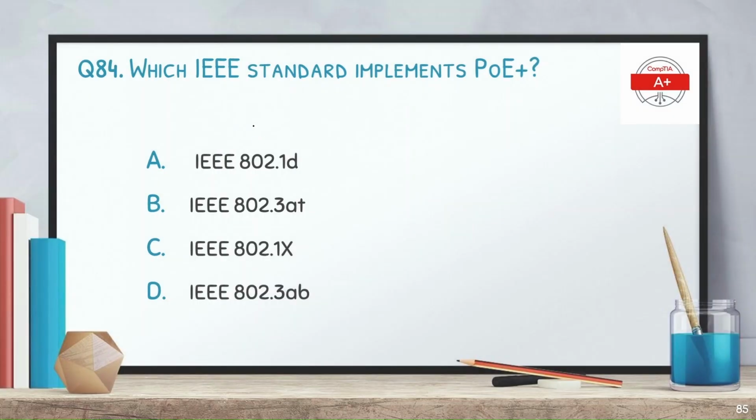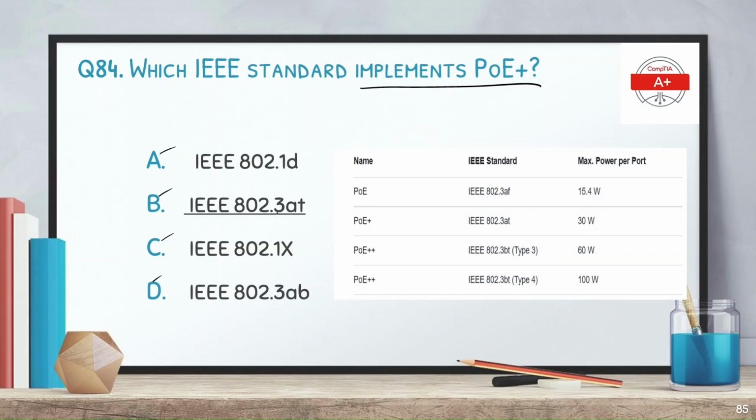Question number 84 is that which IEEE standard implements PoE plus? And the options are A. IEEE 802.1D, B. IEEE 802.3AT, C. IEEE 802.1X, and D. IEEE 802.3AB. And the correct option is IEEE 802.3AT. So these are all the PoE standards, and this is the power capacity that each standard supports.